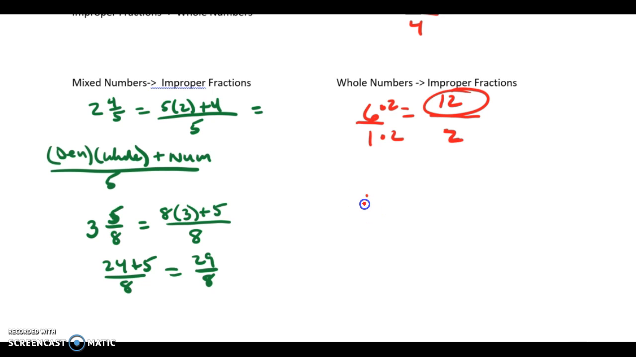So say we wanted the whole number 10, and we wanted it to have a denominator of 4. What would I have to multiply the numerator and denominator by to get a denominator of 4? I multiply the denominator by 4, multiply the numerator by 4, and you get 40. So you should catch on to the pattern here. You're just multiplying the numerator and denominator by the denominator you want.